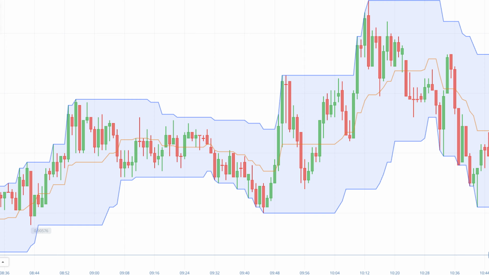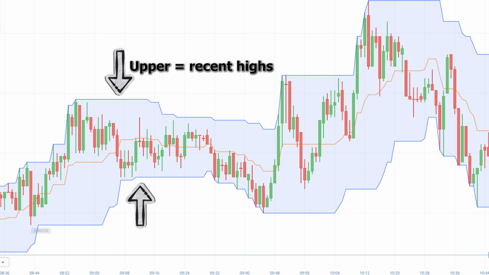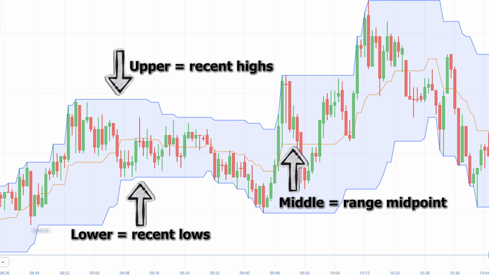The Donchian channels are three lines on the chart. The upper boundary shows the highest price over the selected period. The lower boundary shows the lowest, and the middle is simply the center of the range between them. It forms a corridor that constantly updates, and the meaning is very practical.